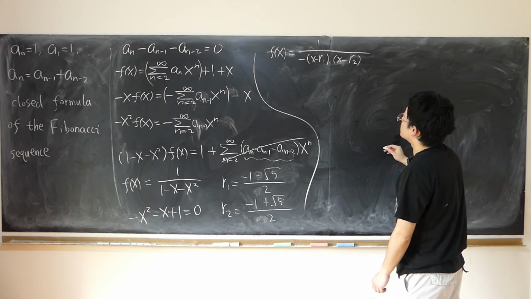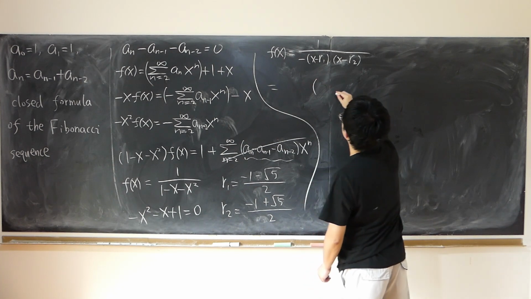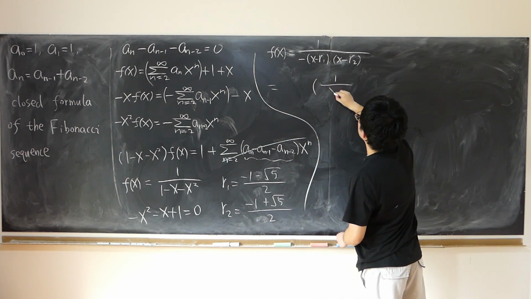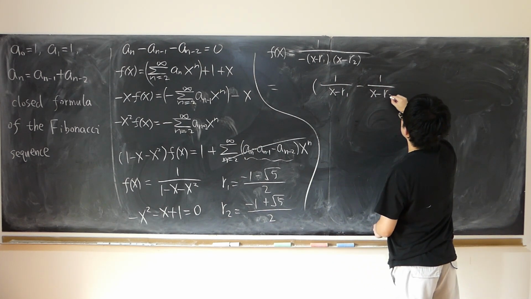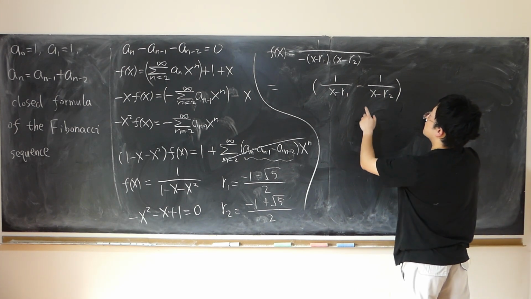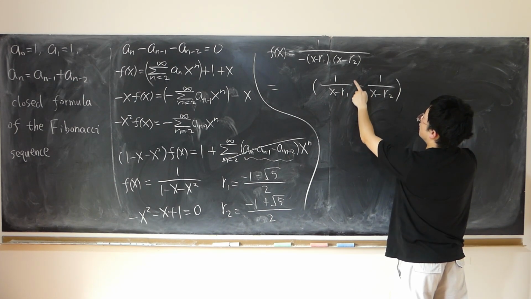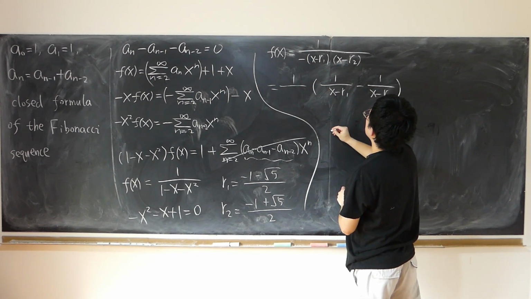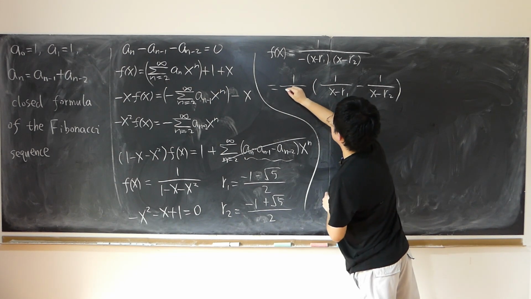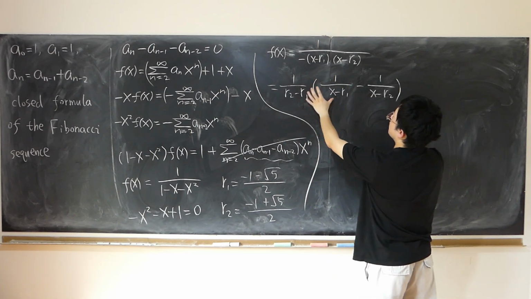So if that's the case, can I just rewrite it into some number multiplied by 1 over x minus r1 minus 1 over x minus r2? Because that way, on top I have x minus r2 minus x. The x is gone, plus r1. So r1 minus r2 on the top. So multiply by 1 over, not r1 minus r2, but r2 minus r1 because of a negative sign. So this is equal to that.